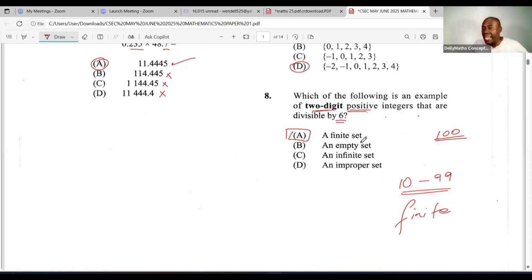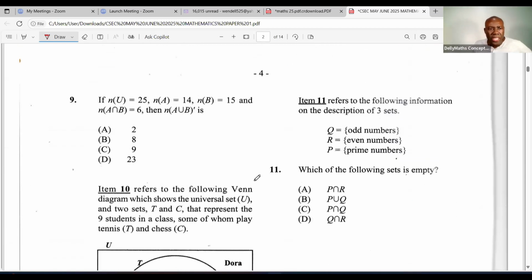So this one is a finite set because it's a certain amount of numbers that are two digits. All right. So if you read it, which of the following is an example of two-digit positive integers that are divisible by 6? This is the key. It's a finite set. All right, we're in the sets now.